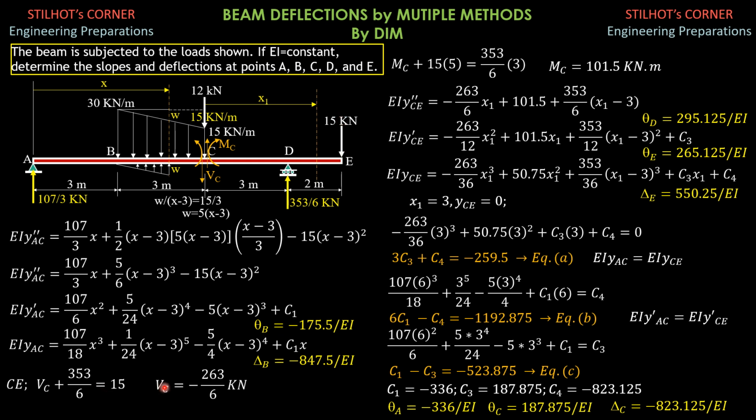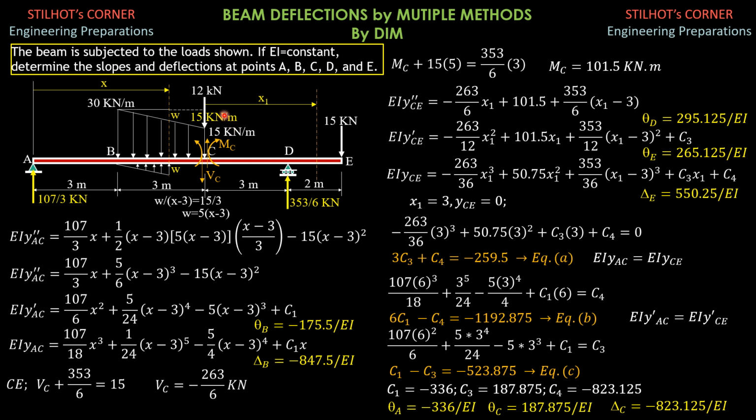So this is the direction of positive shear. For the right section downward, then left section upward. For moment, that's the positive sense of moment, counterclockwise for the right section, clockwise for the left section. So considering CDE, summation forces y equals 0, so we have shear at C, assume positive, plus 353 over 6 equals 15. So shear at C is negative 263 over 6 kilonewtons.